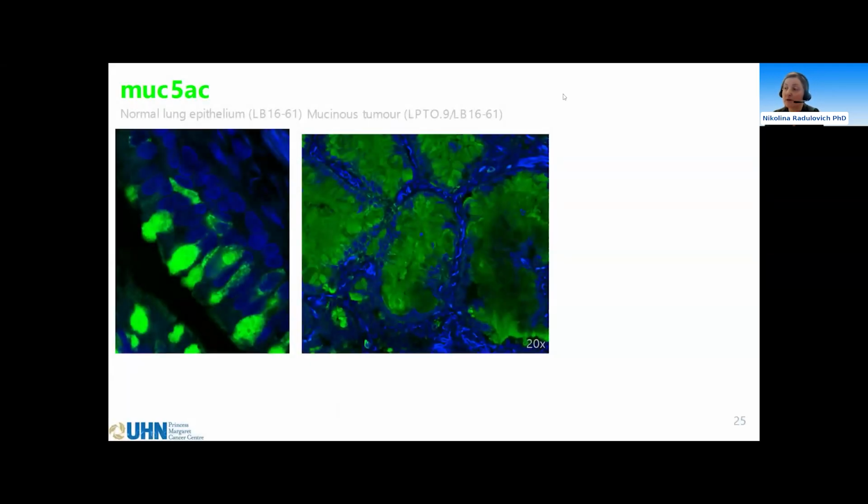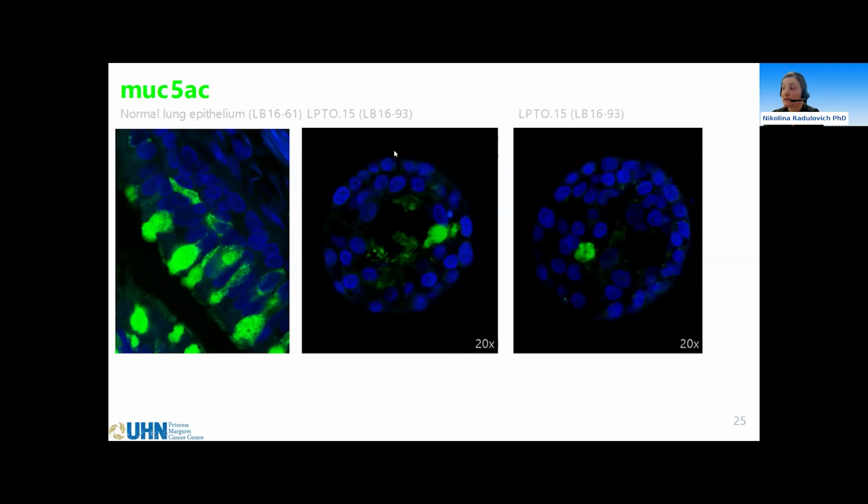Here's another cell type. So this is mucin. The lung epithelium does contain mucinous cells, and this is 2 controls. This is the normal lung epithelium, and this is the mucinous tumor. And then you can see our organoids also contain some of the cells that are mucinous.